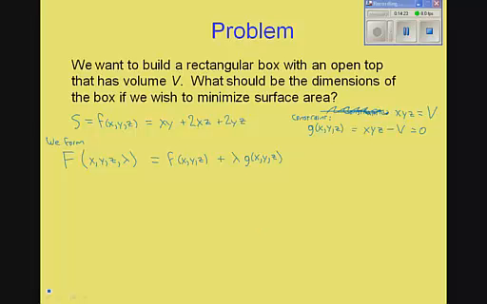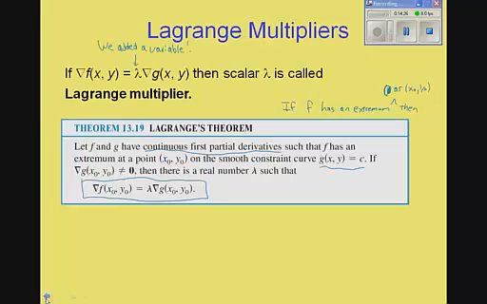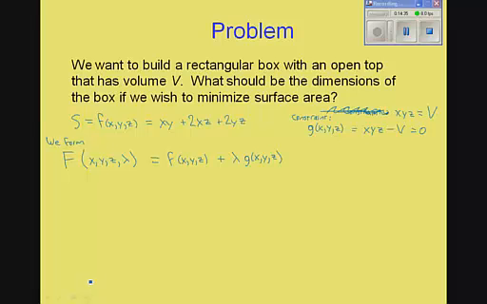What am I doing? Here, let's go back to the theorem. It says that the gradient of f has to equal lambda times the gradient of g. All right, we'll come back to that now. Here's what I'm forming, big F. So this equals, let's see, xy plus 2xz plus 2yz plus lambda times (xyz minus v).